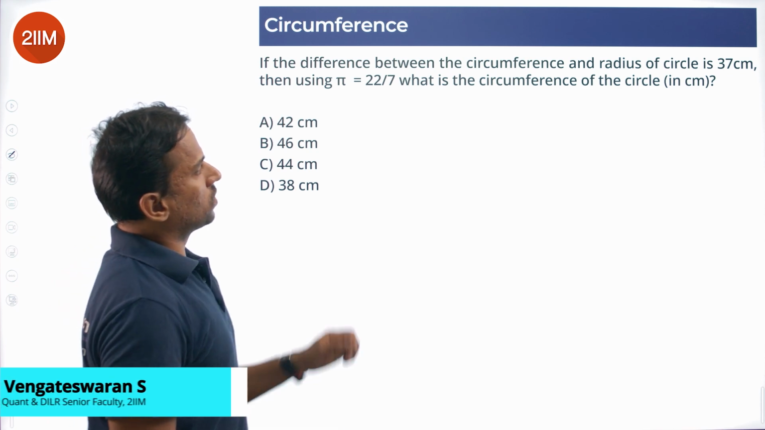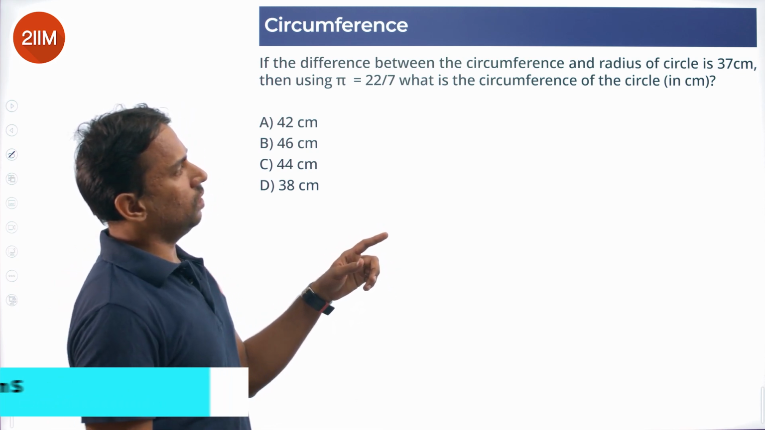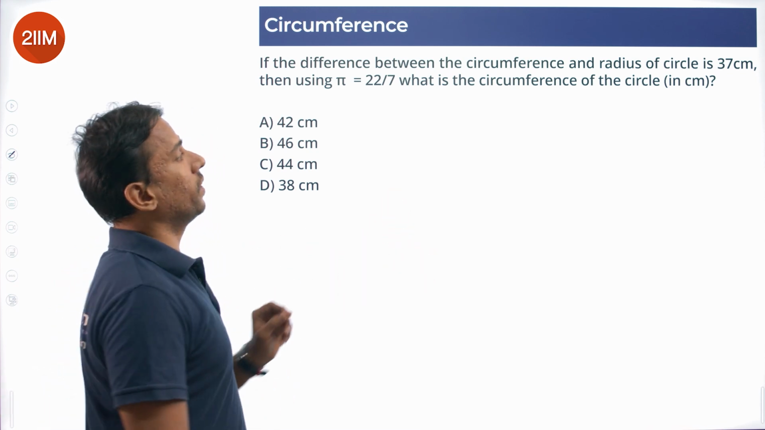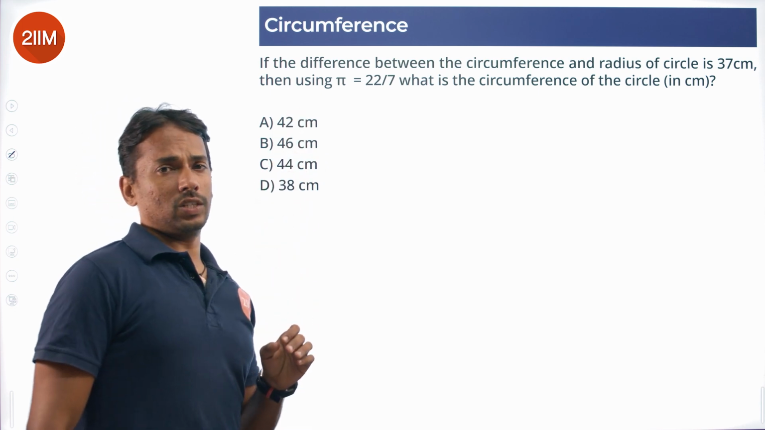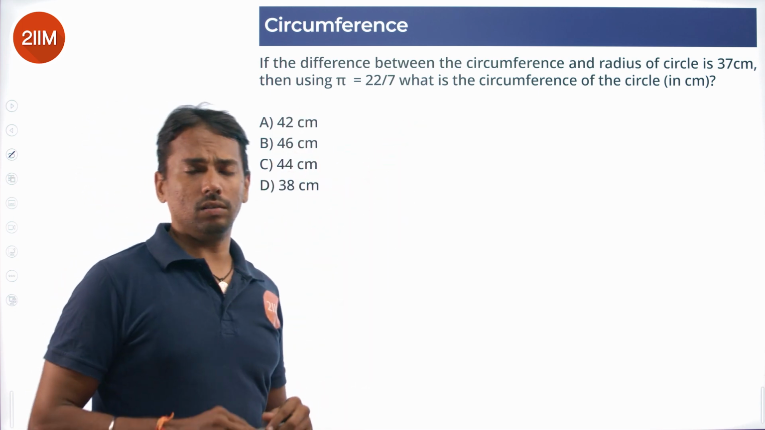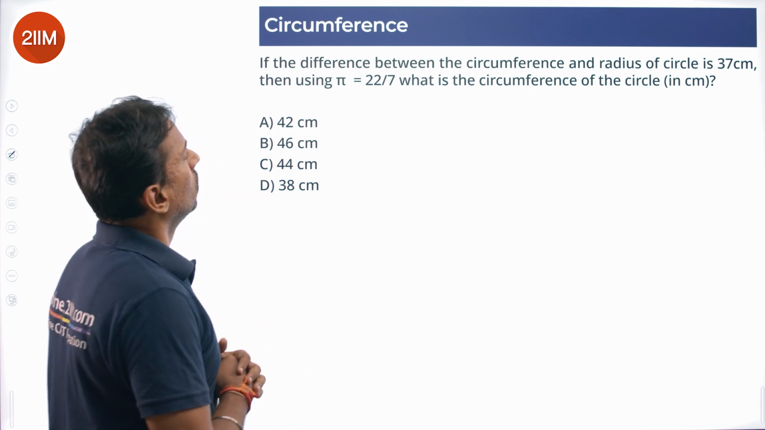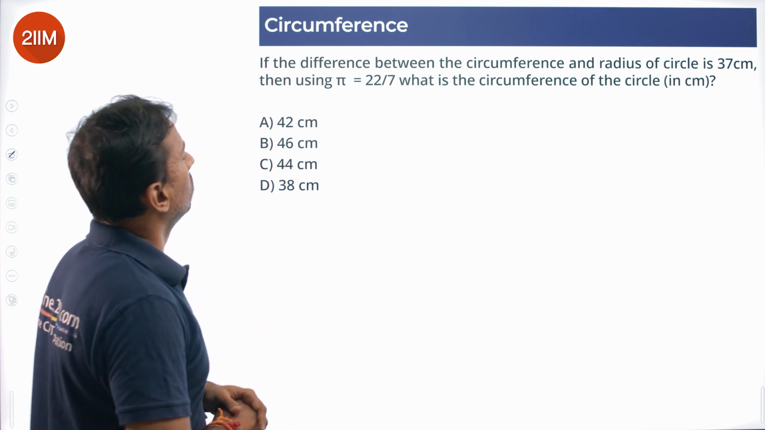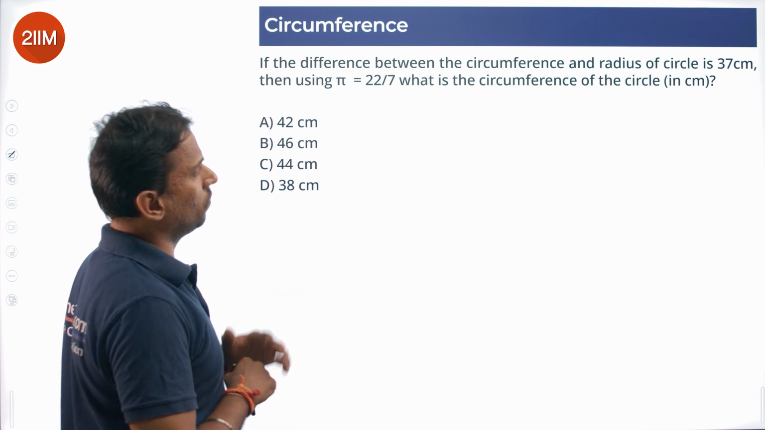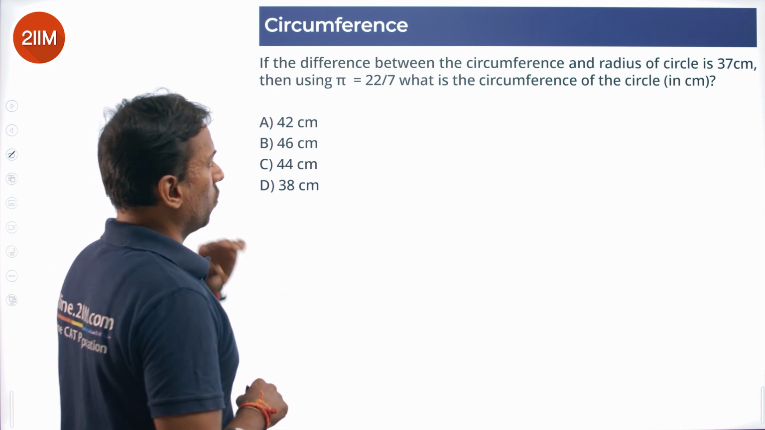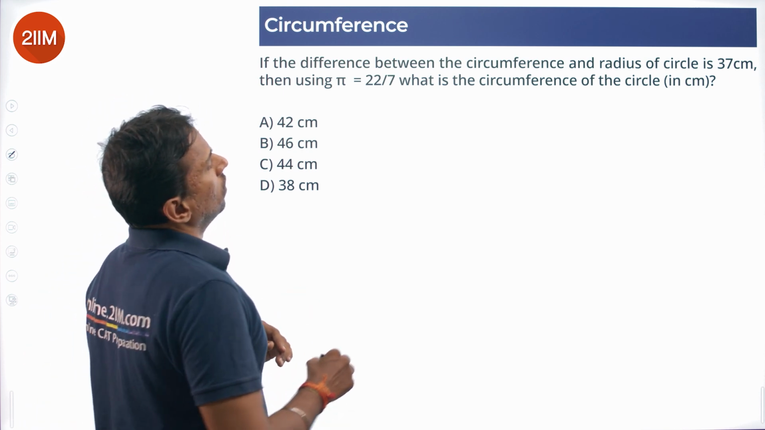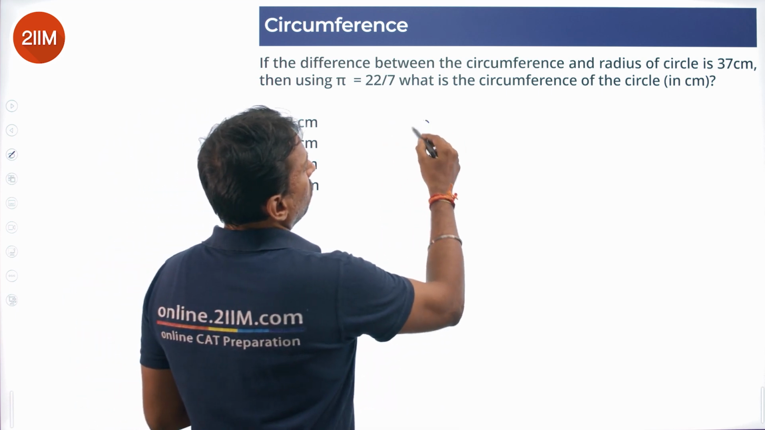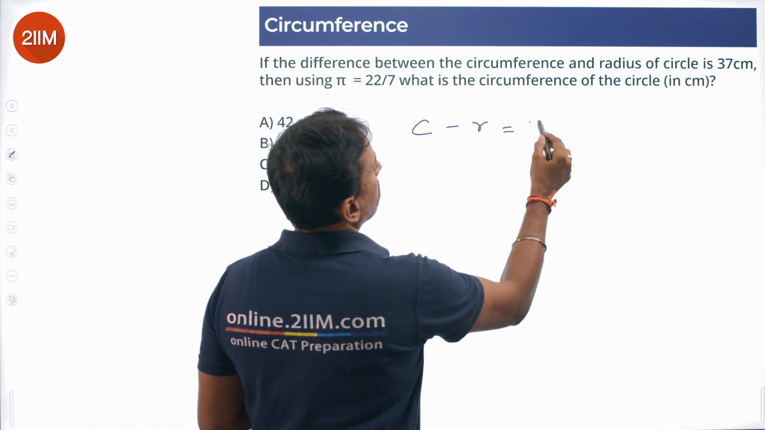If the difference between the circumference and the radius of the circle is 37 centimeter, then taking pi value as 22 by 7, what is the circumference of the circle? So we need to find the circumference. Here we know that the difference between the circumference and the radius is 37.